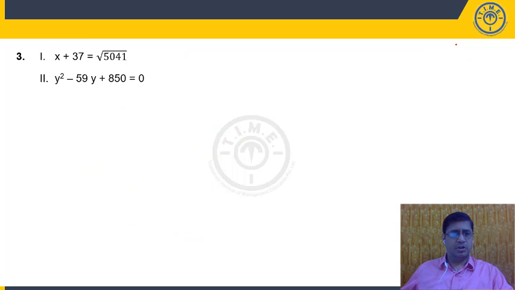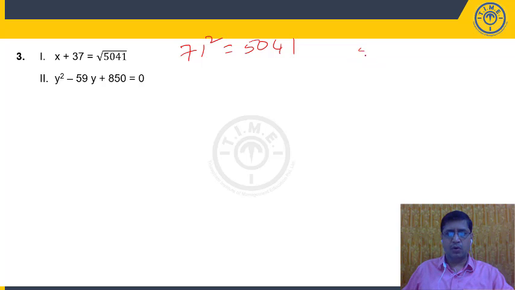Now look at question number 3, third question. x plus 37 is equal to 5041. My dear student, 5041. What is the square root of 5041? It is 71 square. 71 square is equal to 5041.